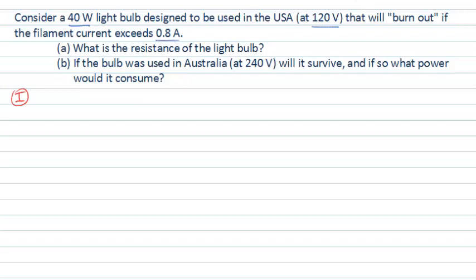And the question, based upon those conditions, is asking what the resistance of that light bulb must be, and that if that light bulb was used in a different situation with a 240 volt supply voltage, what would happen? Would the light bulb survive? And if it did survive, what rate would it consume energy? What would be its power?